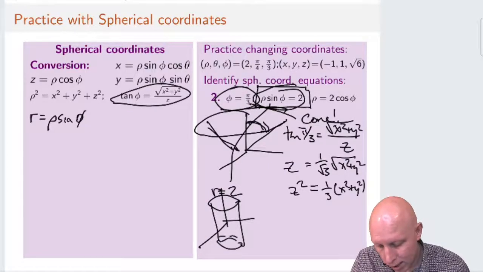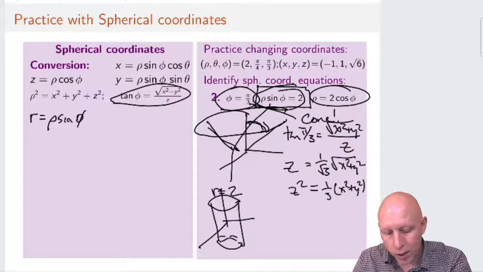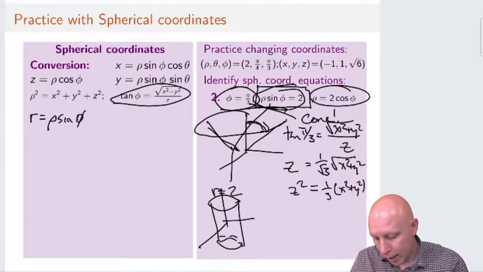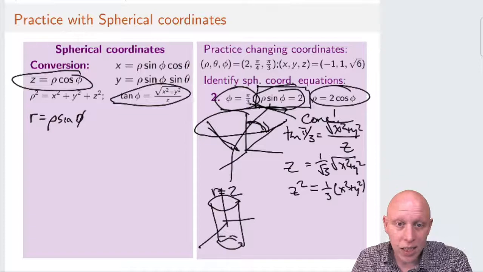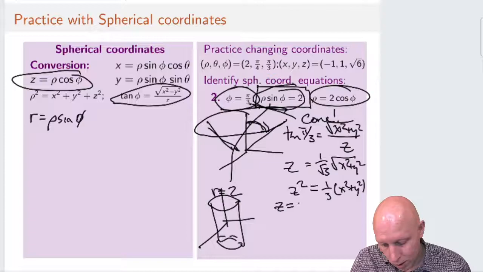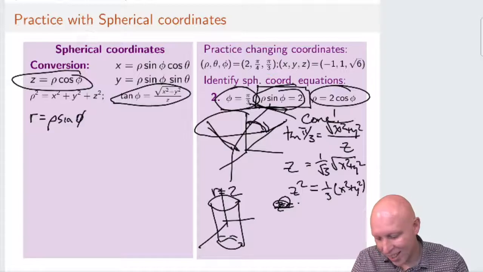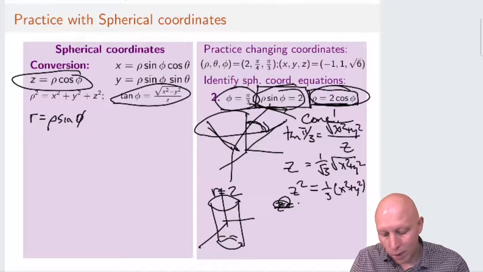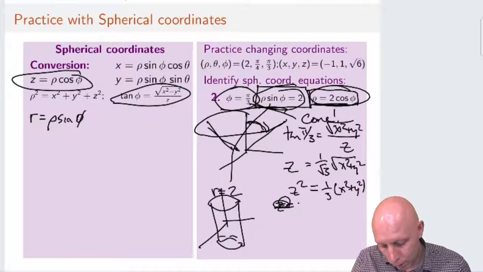Right, but let's contrast that with rho is equal to 2 cosine phi. So rho is equal to 2 cosine of phi. If we multiply both sides by rho, we get rho squared is equal to 2 rho cosine of phi.